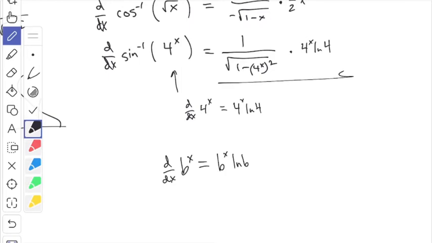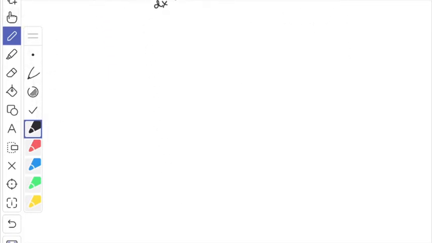Last thing I want to say about the inverse trig functions is they actually give us some useful new integral formulas.